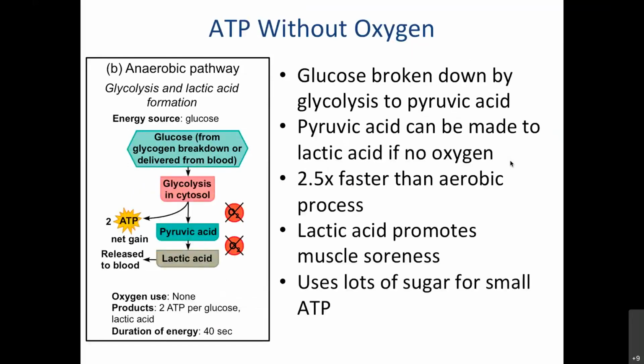You can also do anaerobic respiration, right? Make an ATP without oxygen. For this, we're going to use glucose, and we're going to break it down and eventually get 2 ATP per glucose molecule. The issue is that we're still only getting 2 ATP, and we're making a toxic byproduct here called lactic acid. And this lactic acid promotes a lot of muscle soreness, which is bad, but it'll give you about 40 seconds worth of energy. So you can get a burst of energy without taking in any excess oxygen.